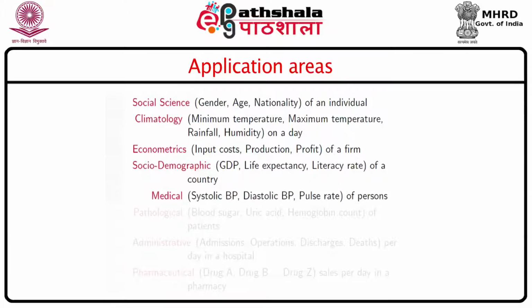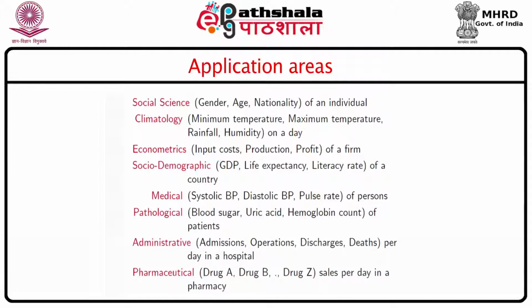In medical sciences, we look at systolic blood pressure or diastolic blood pressure or pulse rate of persons. In pathological studies, we look at the blood sugar, uric acid levels or hemoglobin counts of patients. In pharmaceutical studies, we look at several drugs which are sold per day in a pharmacy. So these are various areas where multivariate studies can be applied.